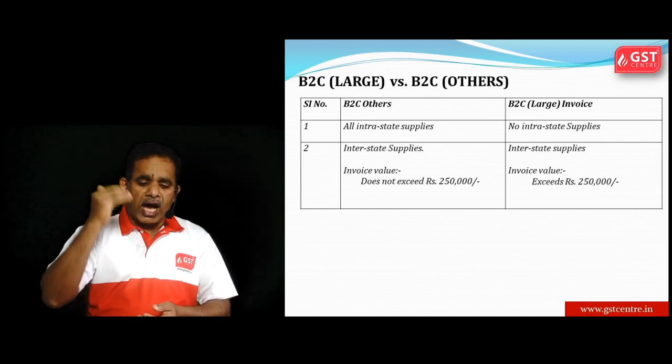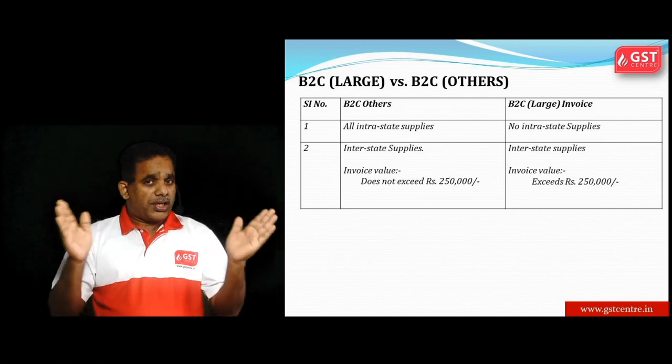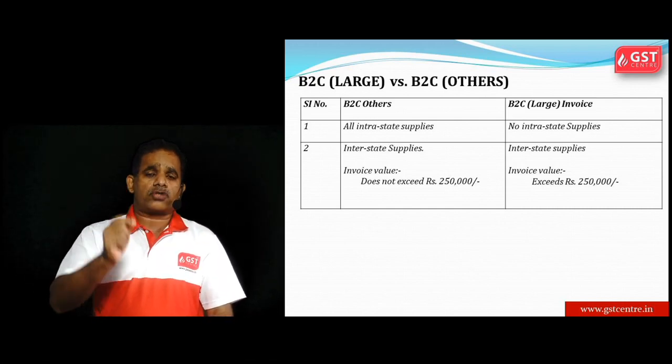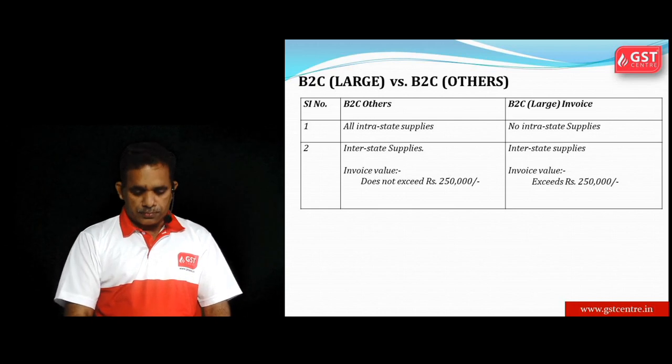And in case of B2C large invoice, no intrastate supplies should be taken, and in case of interstate supplies, the value should be more than 2,50,000.